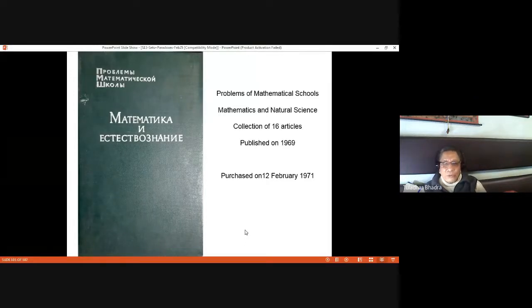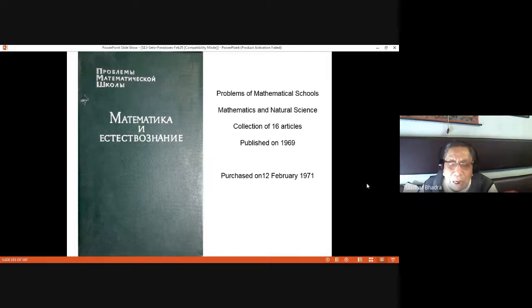Now I am showing some of the books I have in my library. One book is this book, published by the Problems of Mathematical Schools, and the title is Mathematics and Natural Sciences. There is a collection of 16 articles published in 1969. I purchased this book on 12th January 1971.